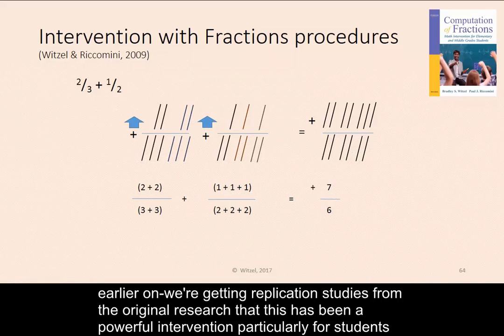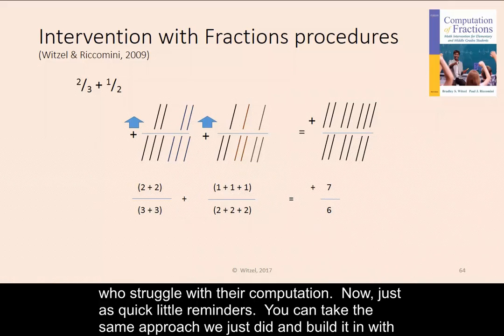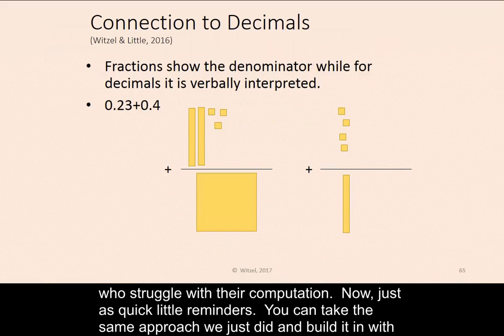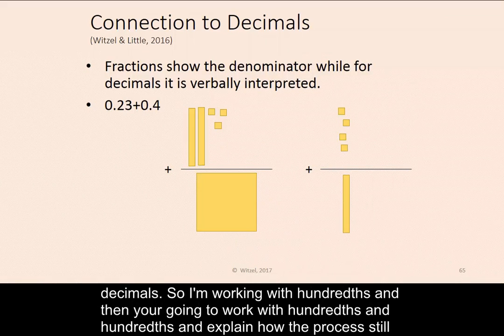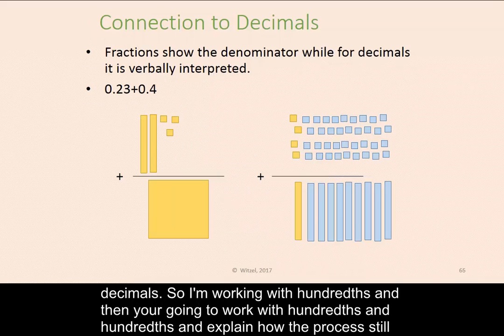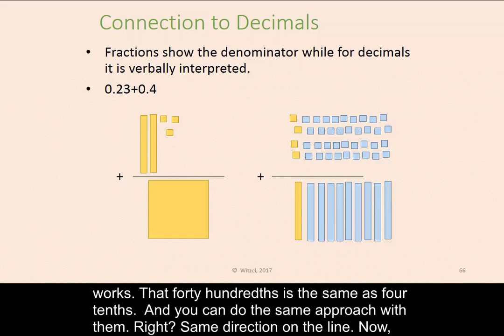Now, just as quick little reminders, you can take the same approach we just did and build it in with decimals. So I'm working with hundredths and tenths, and then you're going to work with hundredths and hundredths and explain how the process still works. That 40 hundredths is the same as 4 tenths. And you can do the same approach with them, right? Same direction on the number line.